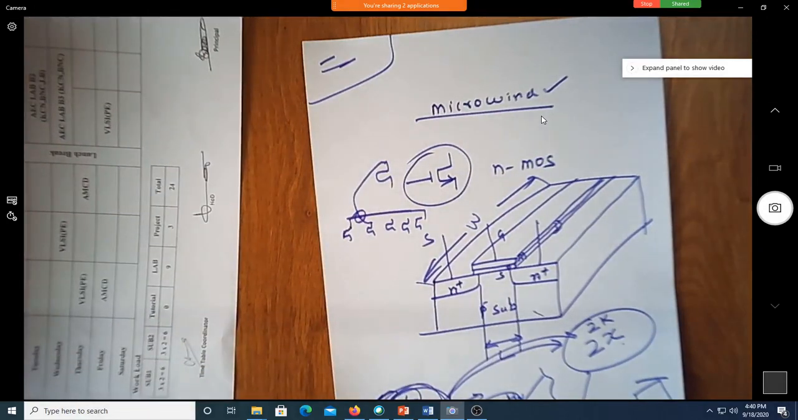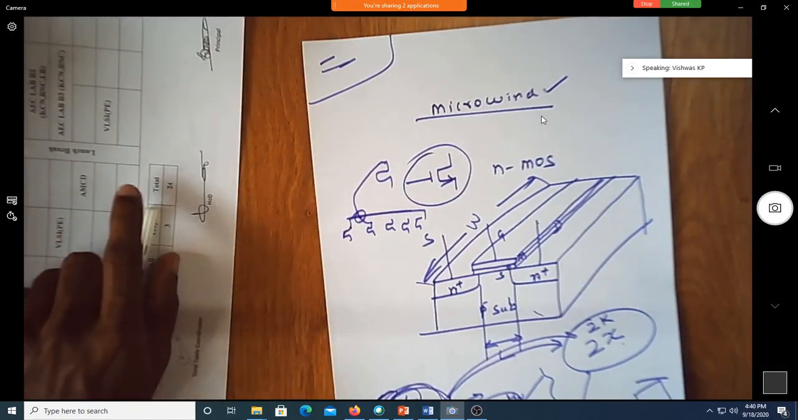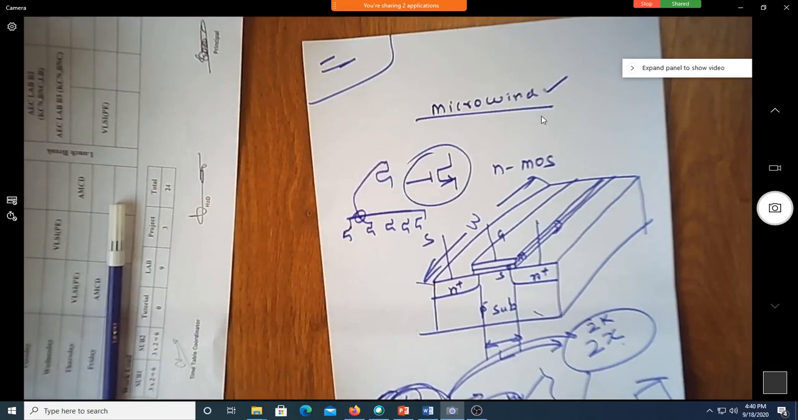Have you seen PCBs? Single sided PCB, double sided PCB? Heard of it? Diploma students? What do you mean by single sided, double sided? When do you go for single sided? When do you go for double sided?